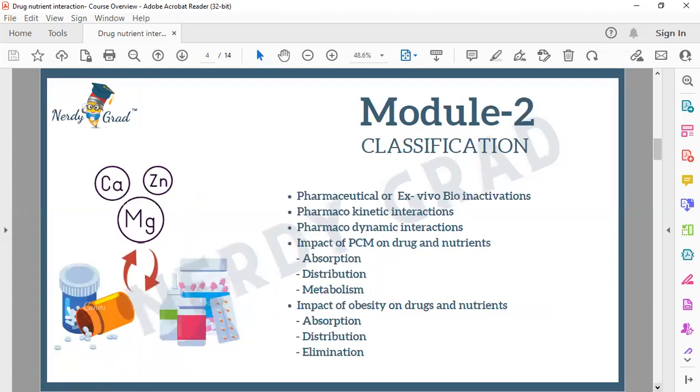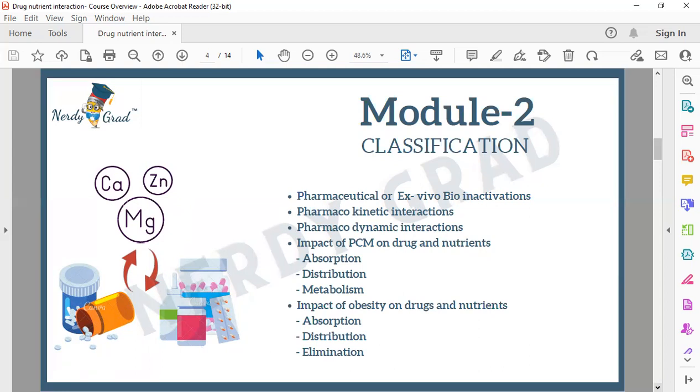Module 2 deals with classification of drug nutrient interaction. There are various classifications of drug nutrient interactions that happen in our body. They can be basically described as pharmaceutical or ex vivo bioinactivations. The second type is the pharmacokinetic interactions. The third one is pharmacodynamic interactions.